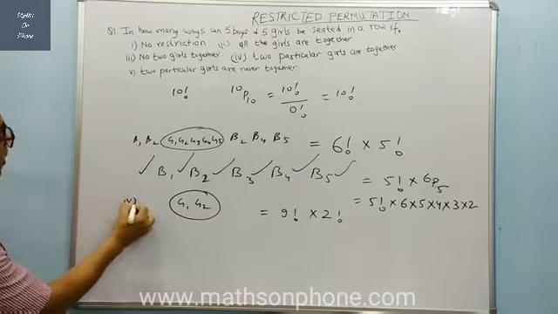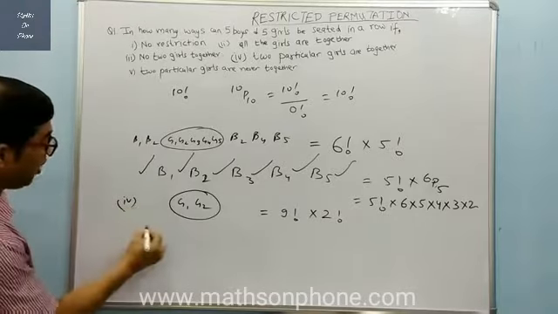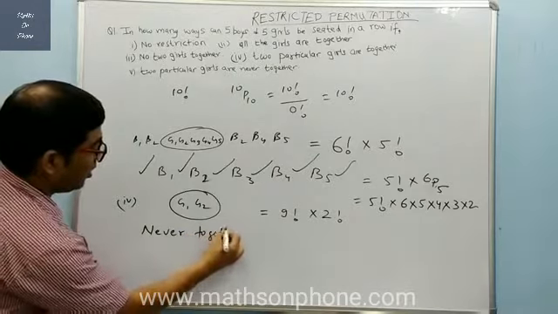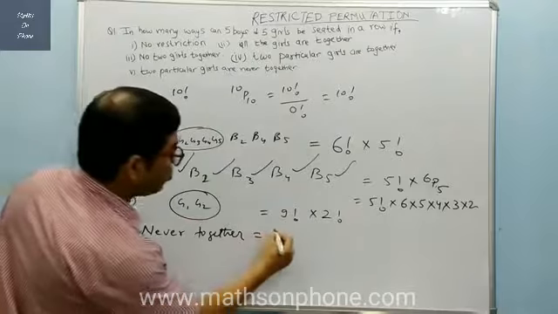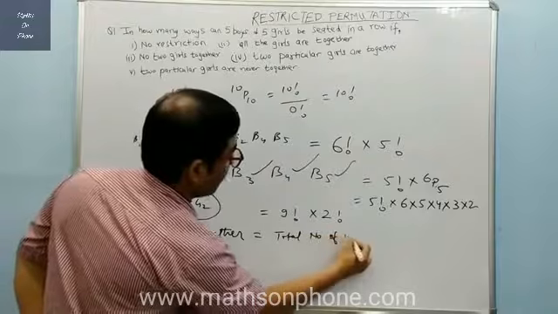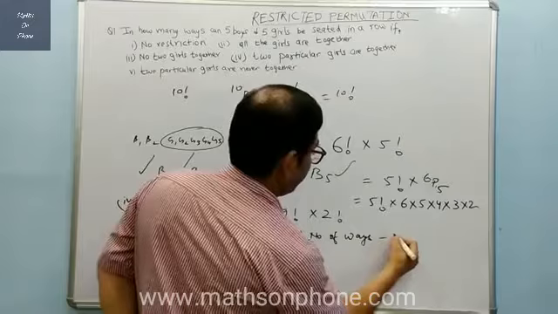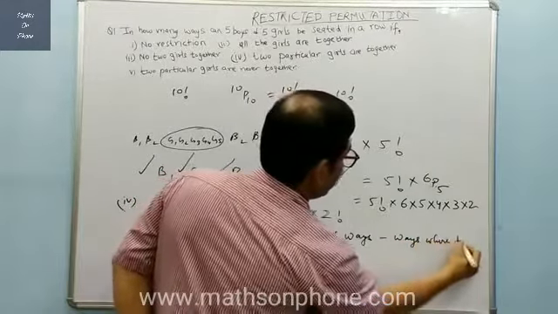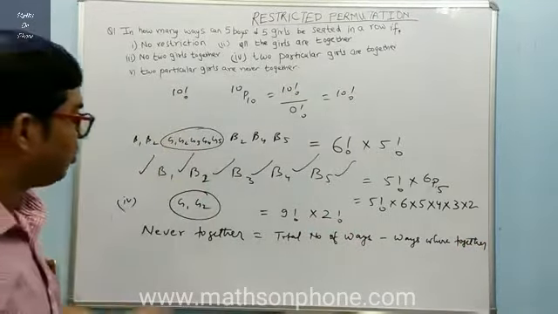That was question number 4. And see, 2 particular girls are never together. This is a technique for never together. Never together means never together. Firstly, we have to see what is the meaning of never together. Never together means total number of ways minus together ways. So these 2 particular girls are never together.